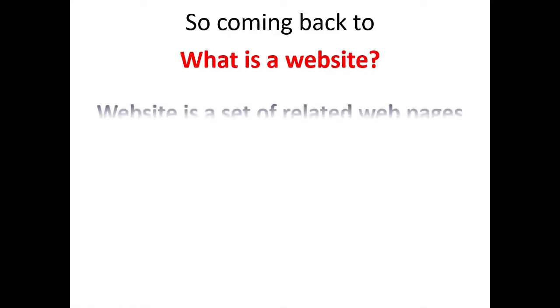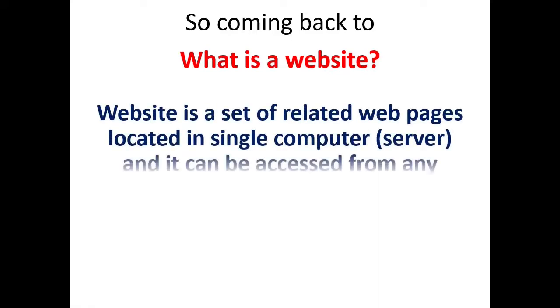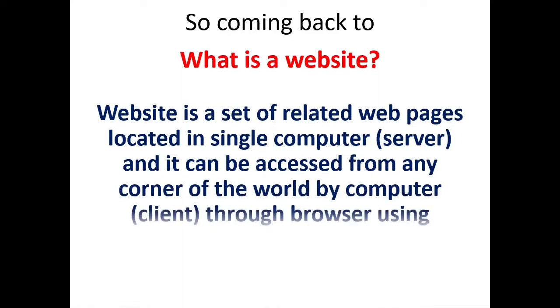Now, a website is nothing but a collection of different web pages which are related to some concept. For example, if it is an engineering college website, you can see different web pages for different departments to display different information. It is complete injustice if you define a website simply as a collection of web pages. There is much more to the website concept. A website is a set of related web pages in a single computer, and it can be accessed from any corner of the world by other computers through a browser.